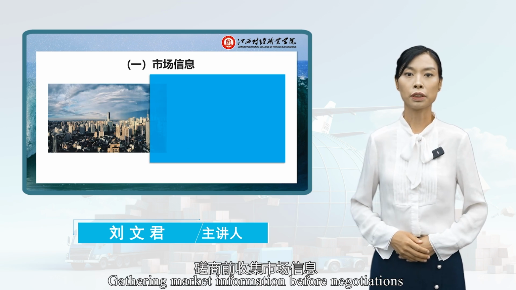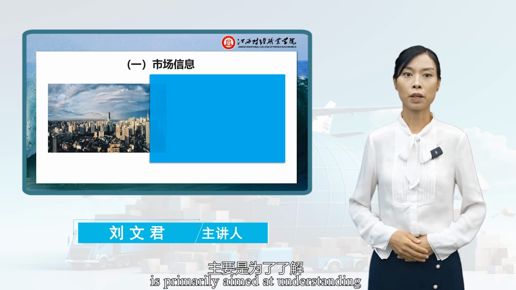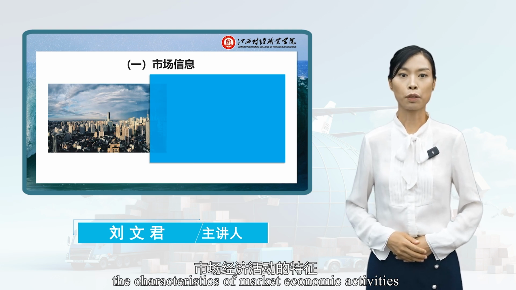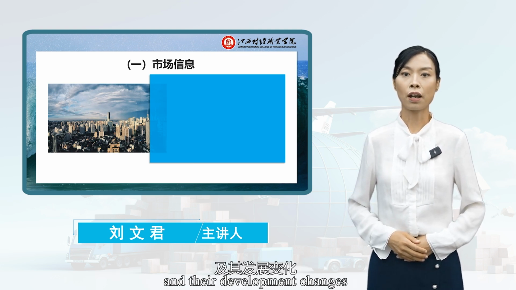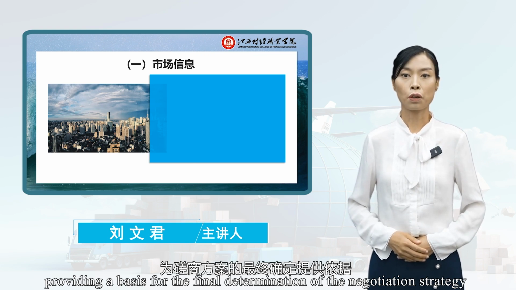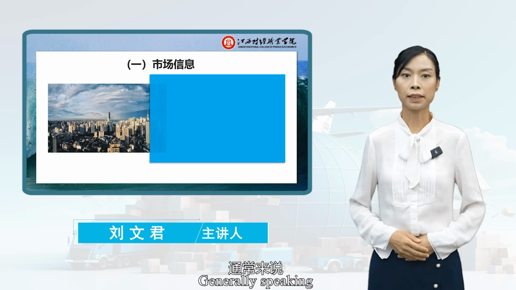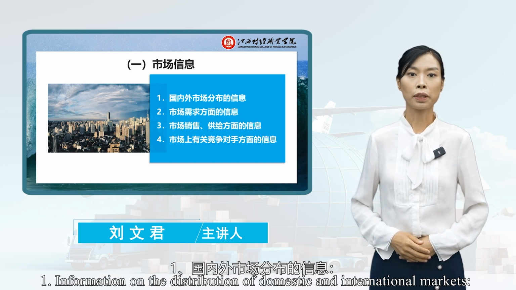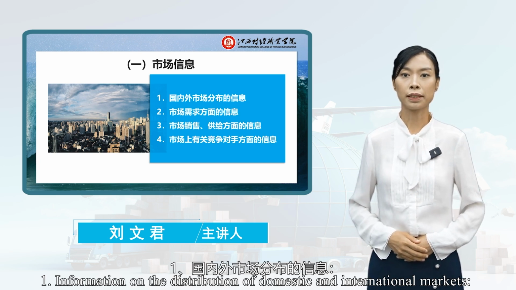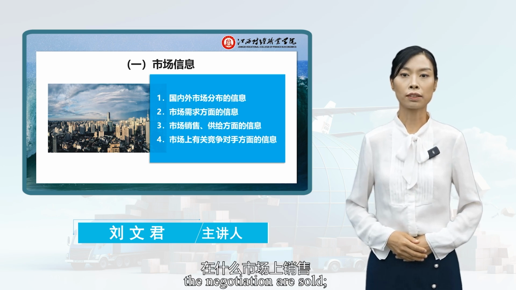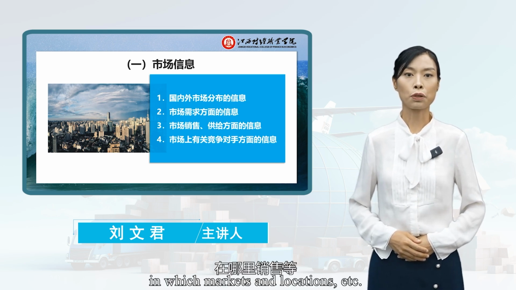Gathering market information before negotiations is primarily aimed at understanding the characteristics of market economic activities and their development changes, providing a basis for the final determination of the negotiation strategy. Generally speaking, it includes the following four types of information. First, information on the distribution of domestic and international markets, where the goods related to the negotiation are sold, in which markets and locations, etc.